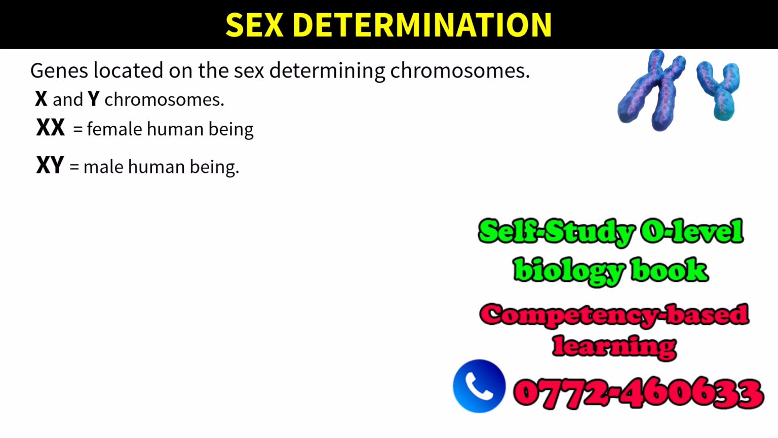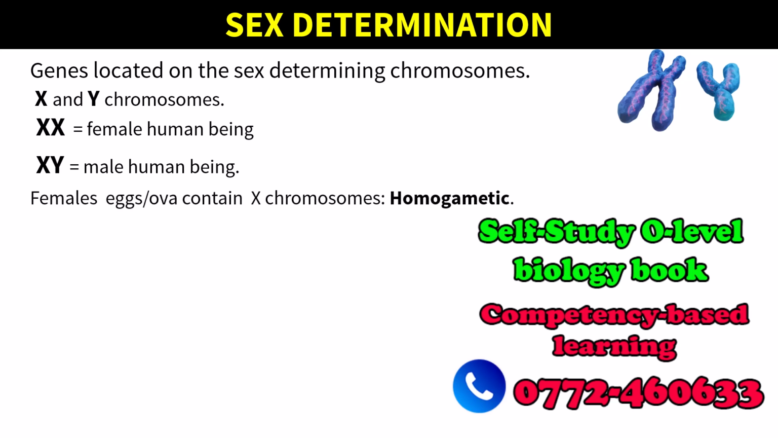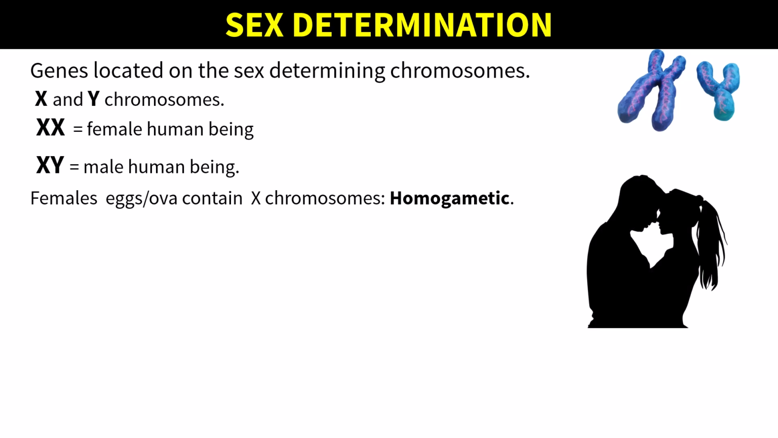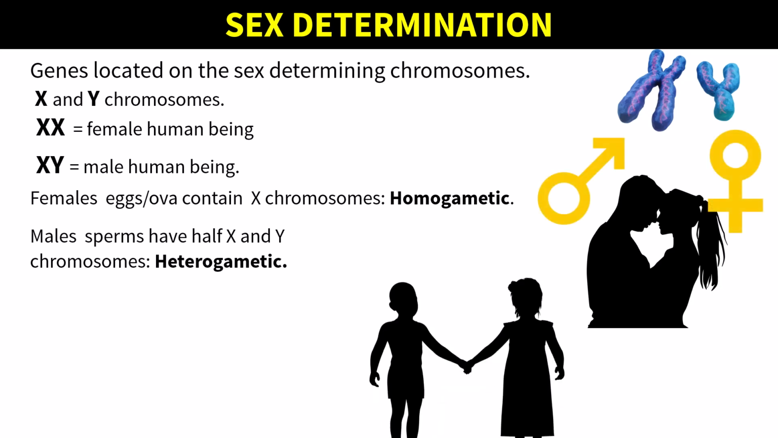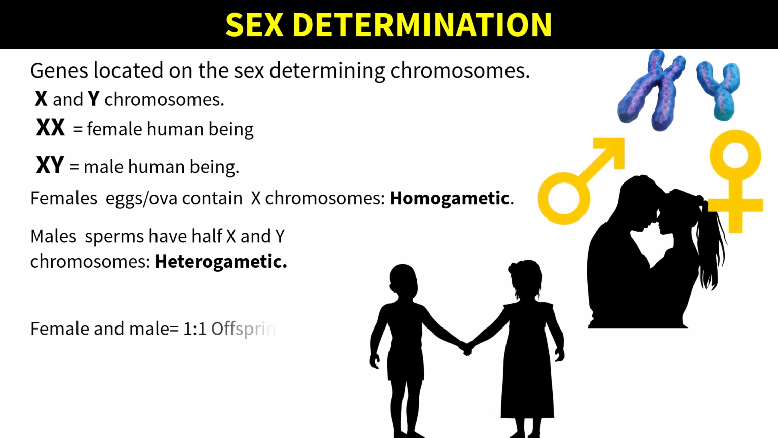a male human being. Females produce all their eggs, ova, with X chromosomes, and they are homogametic. Males produce sperms with half X and Y chromosomes, being heterogametic. The random fusion of the X or Y sperm-containing chromosome with an ovum-containing chromosome results in half males and half females in a ratio of 1-to-1.